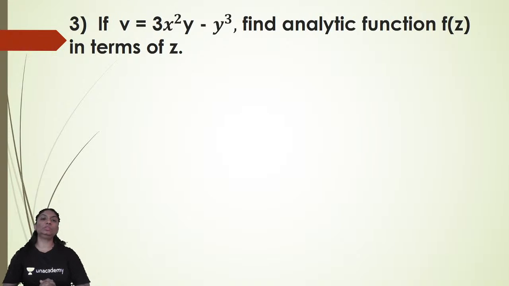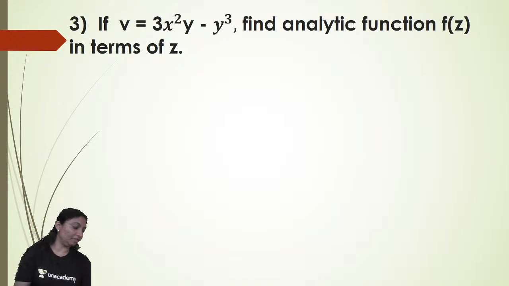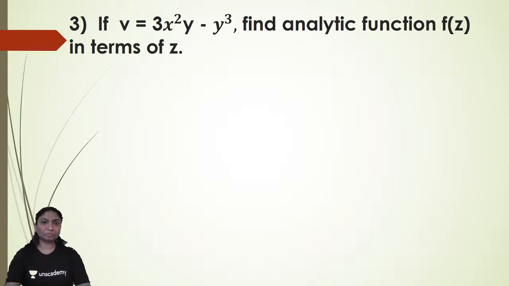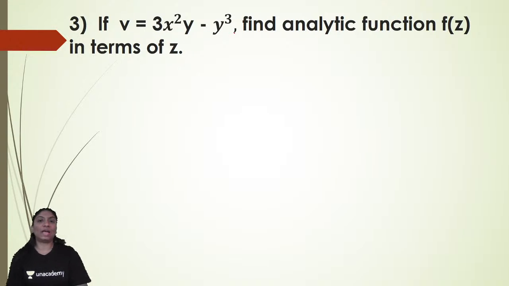If v is equal to 3x square y minus y cube, find the analytic function f of z in terms of z. This is a very different example. Here we will see f dash of z. Whenever we are finding in terms of z, we will use the Milne-Thomson method. So first we write v is equal to 3x square y minus y cube. As it is analytic, it must satisfy the CR equation.